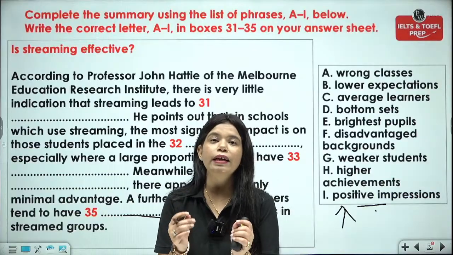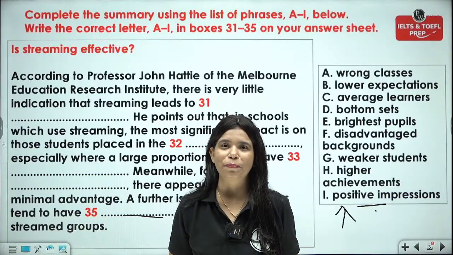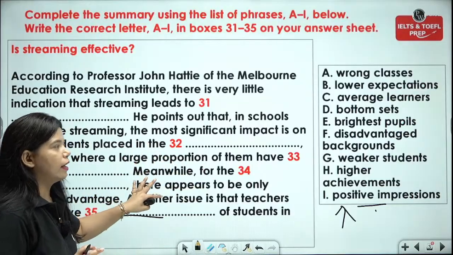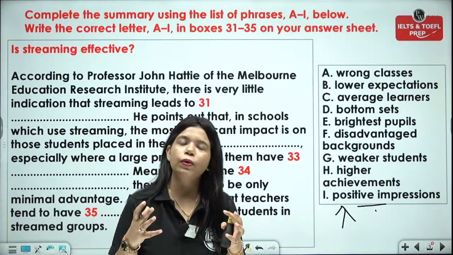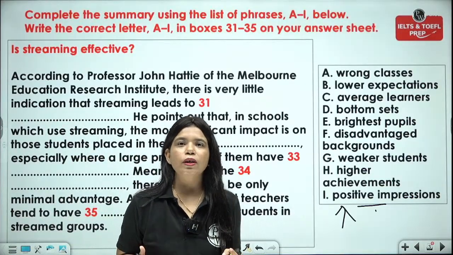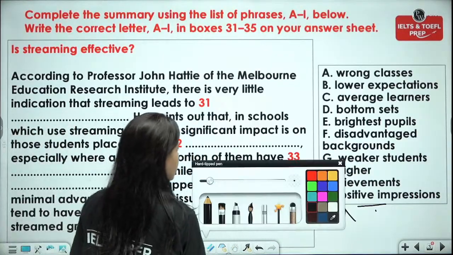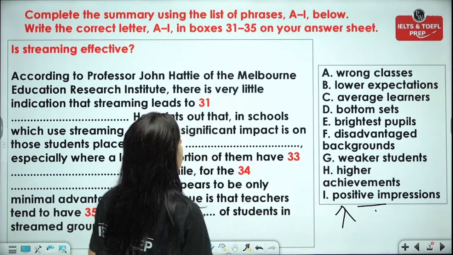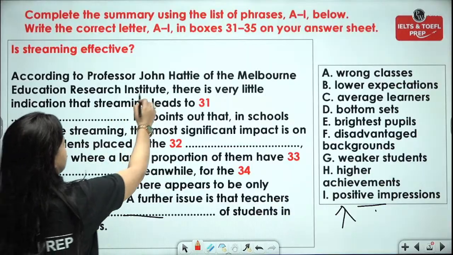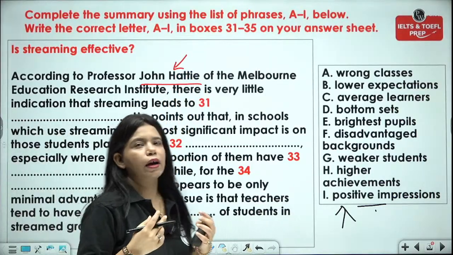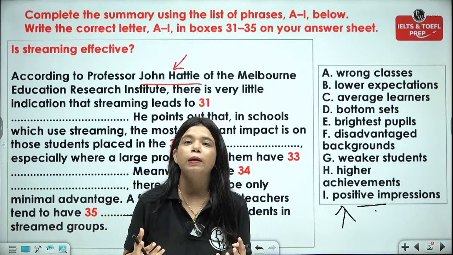So let's quickly understand what we have to do in the summary completion question type. So firstly, once again, as you can see, in the middle of a paragraph, you are given fill-ups. Now, what you are supposed to do is pick up some keywords. For example, if I talk about the very first question, the main keyword here is this name, John Hattie. And why exactly this name? Because names can't be paraphrased.